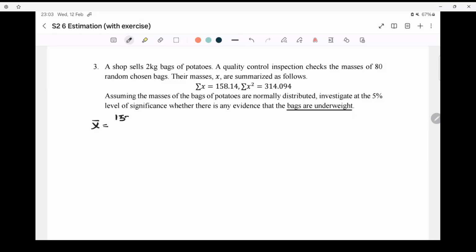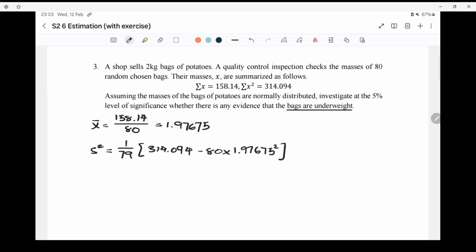So it's 158.14 divided by 80. So this is 1.97675. Then you calculate your unbiased estimate of variance. This is 1/79 multiplied by 314.094 minus 80 times your mean squared. Once you calculate this, it should be 0.0189.